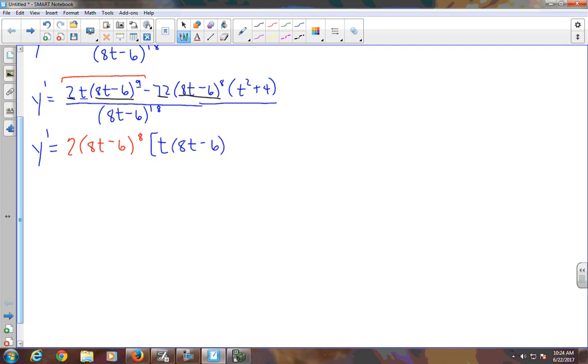So again, check by multiplication. If I multiply these two terms together, I'm going to get 2t times 8t minus 6 to the 9th power.